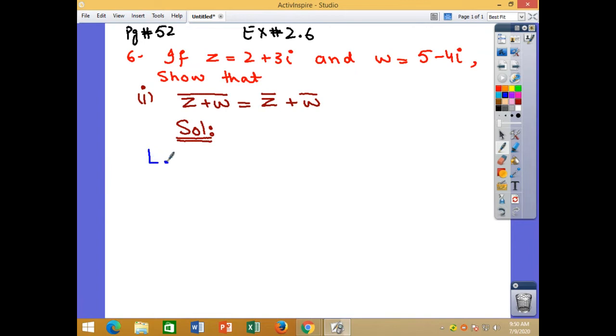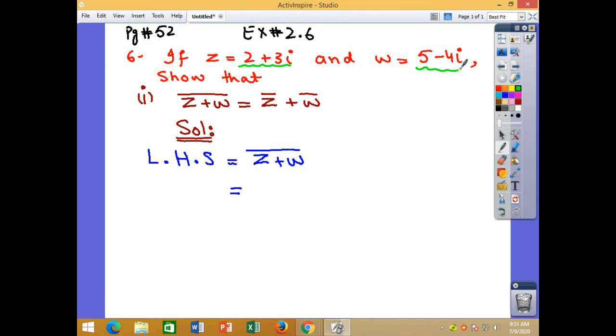First of all, we write left hand side. What is left hand side? Here we see the left hand side is z plus w whole conjugate. We write the value of z. What is the value of z? Here we see the value of z is 2 plus 3 iota. And what is the value of w? The value of w is 5 minus 4 iota.